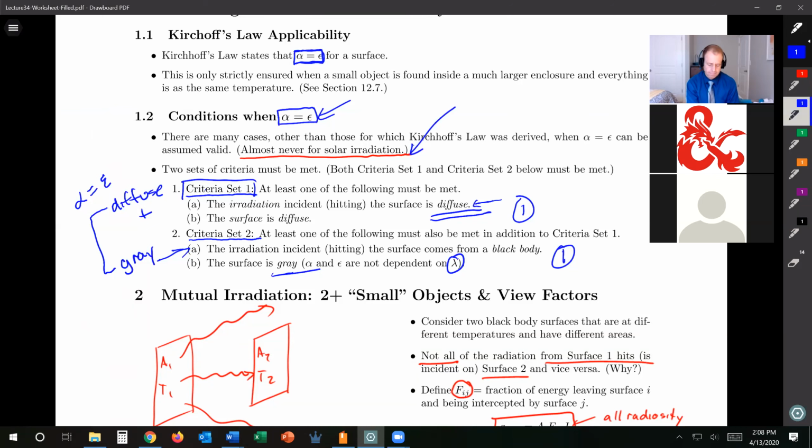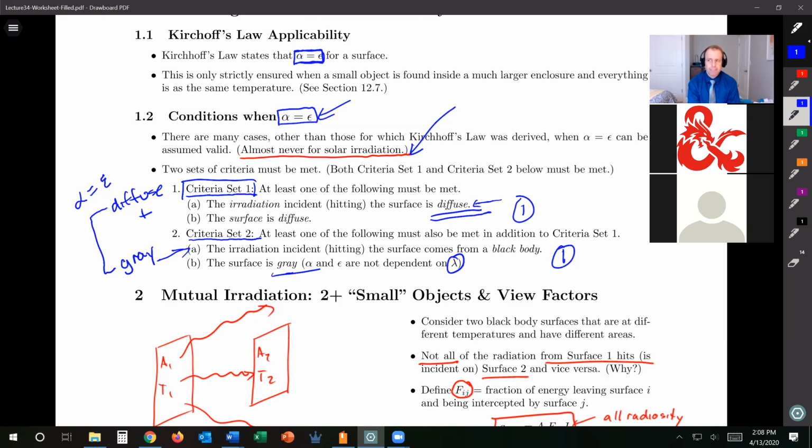Dr. Knotts, is there a best way to determine if a surface is diffuse, or how do we make that assumption? That's a good question. You're going to almost always assume it's diffuse unless you have other information, is the take-home message from that. We often just don't have the information.